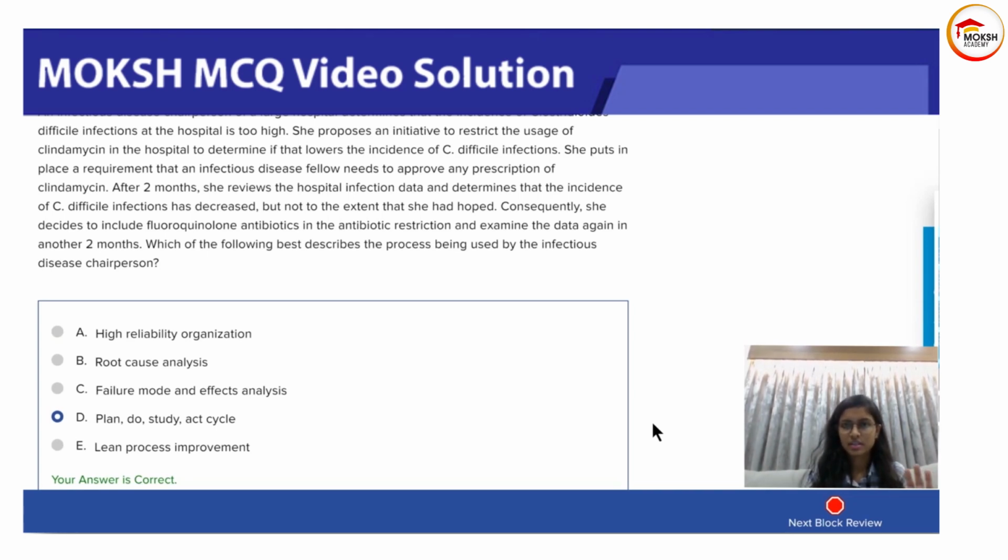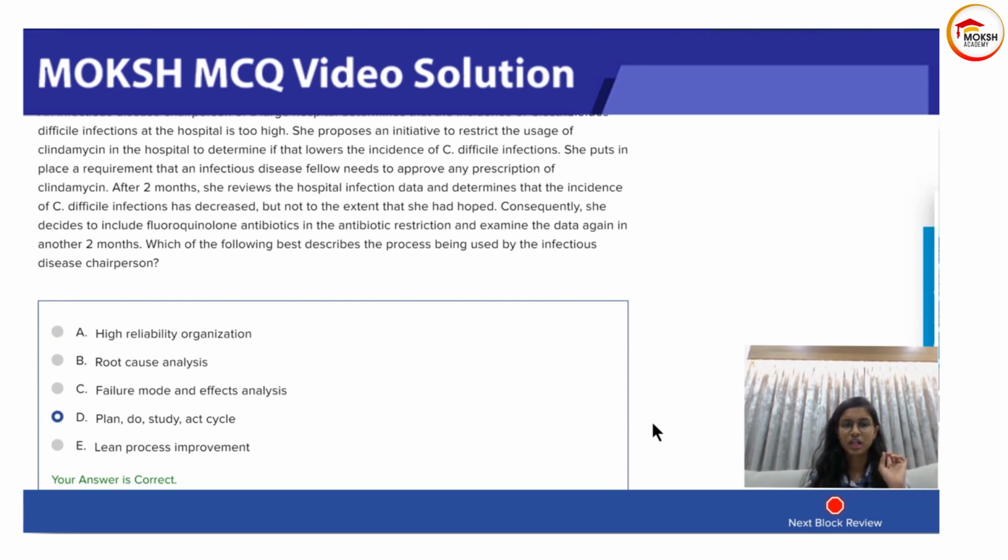Root cause analysis. Yes, we are looking at the root cause analysis of infection, but what she did is totally different from what root cause analysis would do. In a root cause analysis, you will take the patients who had the infections with C. diff, and then you will see whether they received clindamycin or not. If they did, how much clindamycin did they receive, and for how long? So that is a retrospective way of looking at why this patient had this infection. But here we are not doing that. They already described the process to you, and they are asking you to identify the process.